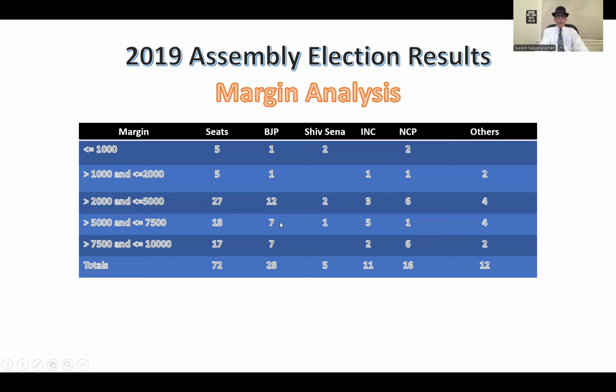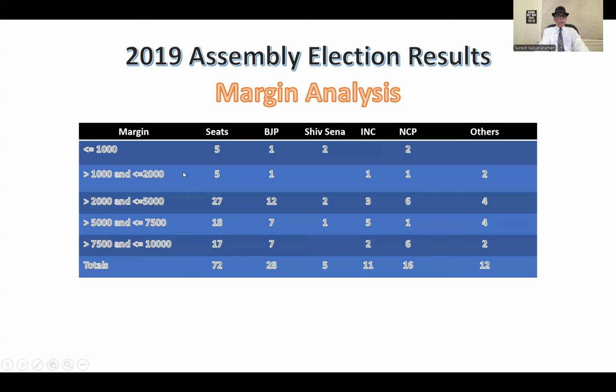7 were won by BJP, 1 by Shiv Sena, 5 by Congress, and 1 by NCP. And others again had 4 seats in that particular margin difference. And then if you look at between 7,500 and 10,000, we have 17 such seats. 7 were won by BJP, 2 by Congress, 6 by NCP, and 2 by others.